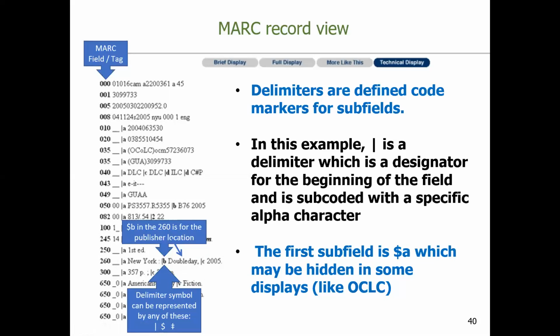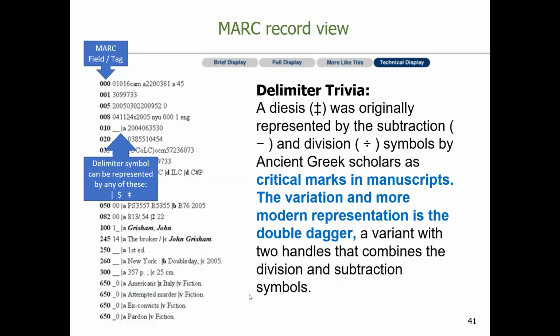And the delimiter symbol can be represented by numerous signs. So it can be represented by any of those. It's a little bit of trivia. It's called a diesis, and it was originally represented by the subtraction and division signs together, and it's considered to be a critical mark in manuscripts.